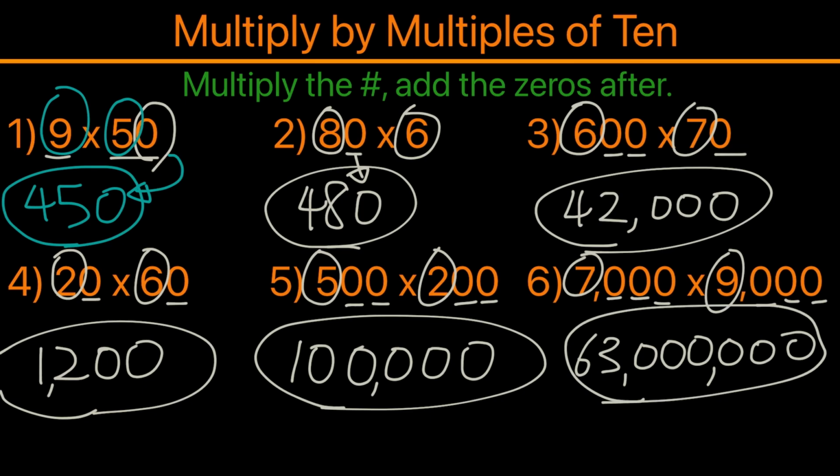So these 6 examples are how you would multiply by multiples of 10. You would first multiply the numbers that are not 0. And then add the zeros after.